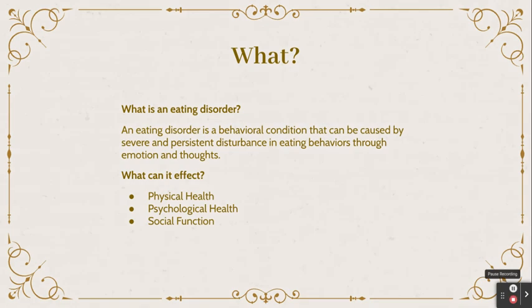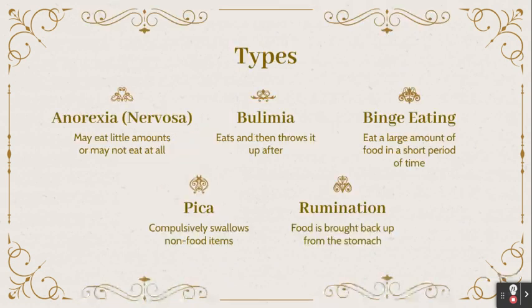First, what is an eating disorder? An eating disorder is a behavioral condition that can be caused by severe and persistent disturbance in eating behaviors through emotion and thoughts. It can affect physical health, psychological health, and how one might function in society or in big groups. There are many different types of eating disorders, but there are five main ones.